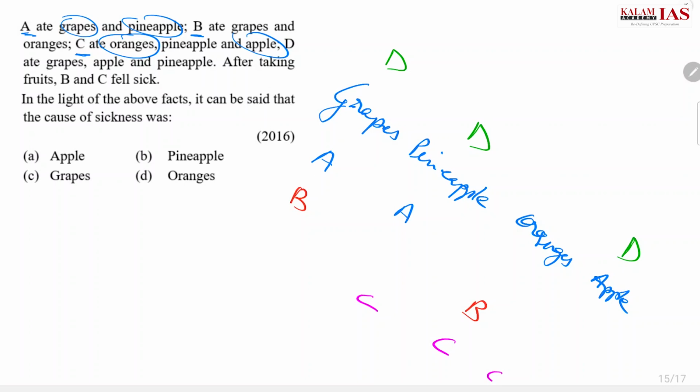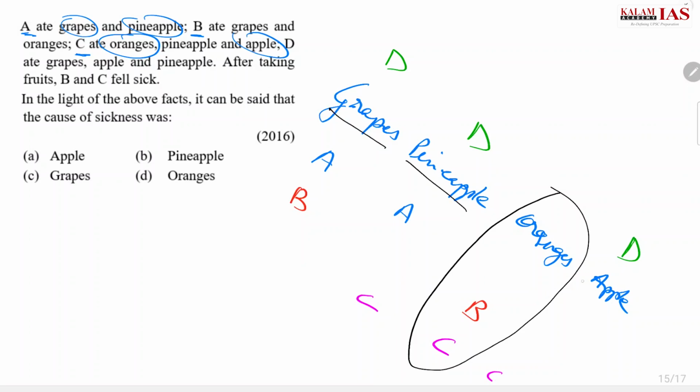So if you see B and C, there is only one commonality between B and C: oranges, because B and C both have eaten oranges. Everywhere else you can see there is no common thing between B and C. It is D, A, B for grapes, D, A, C for pineapple, and for apple it is D and C. So orange is the fruit that both B and C have eaten and they both have fallen sick. So answer will be option D, oranges.